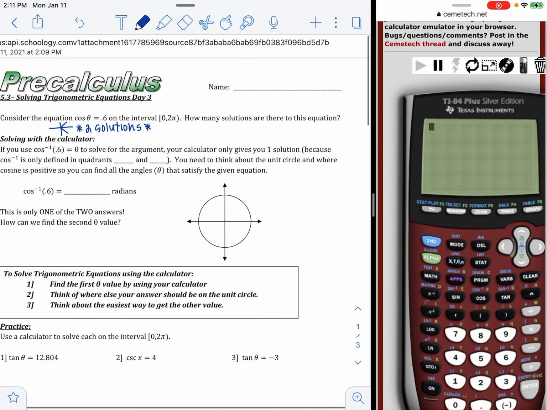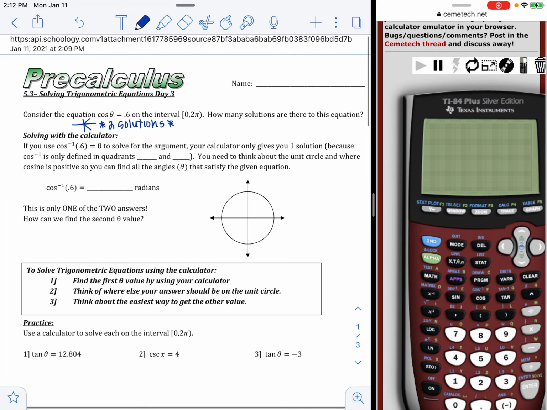Okay, so now I don't know the angle that has a cosine of 0.6, right? I don't know that off the top of my head because it's not one that I have memorized from the unit circle. So we're going to have to use our calculator to help us solve this. If we use cosine inverse to solve it, because that'll help us find the angle, your calculator is only going to give you one solution because cosine inverse is only defined in quadrants 1 and 2.